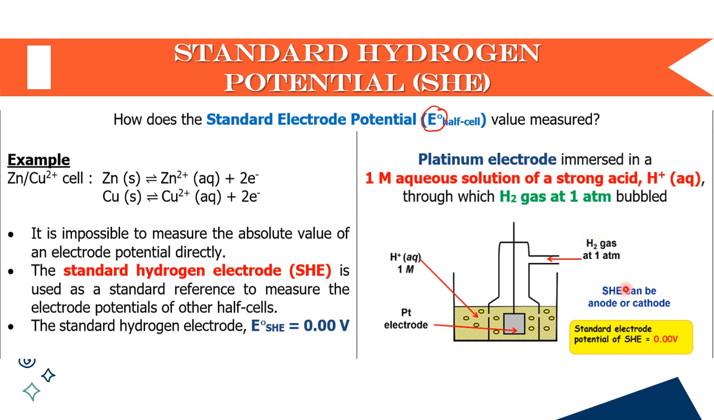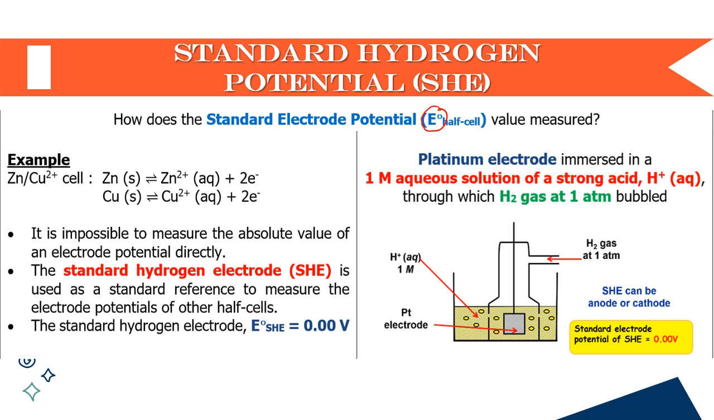So the setup, compulsory, it must be like this. So this is our shape. Platinum electrode, your inert electrode, and then the electrolyte, compulsory, must be H+ aqueous 1 molar. Where does it come from? A strong acid. And we will bubble H2 gas at 1 atm pressure.